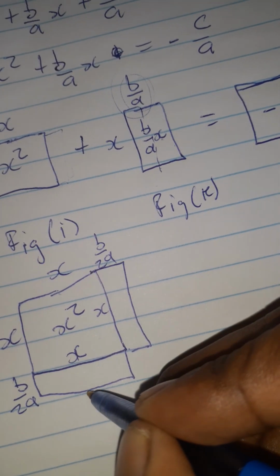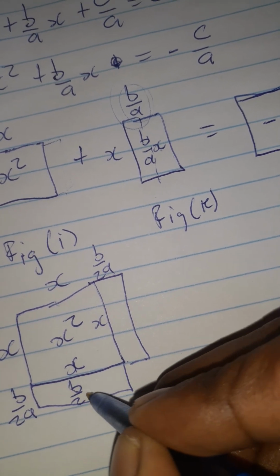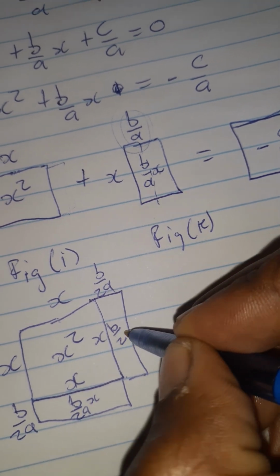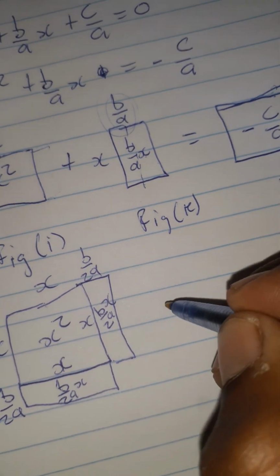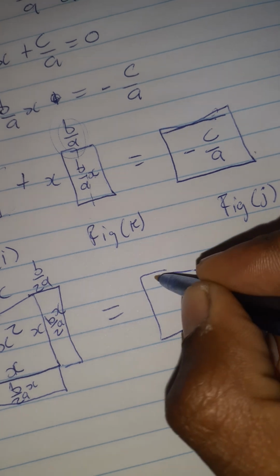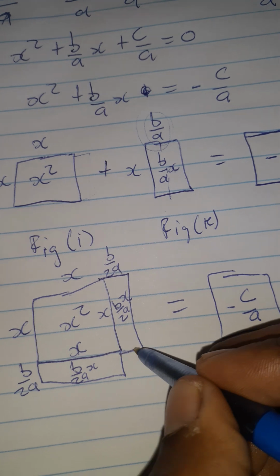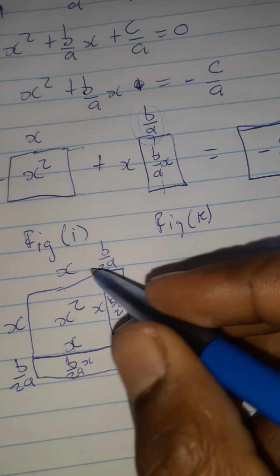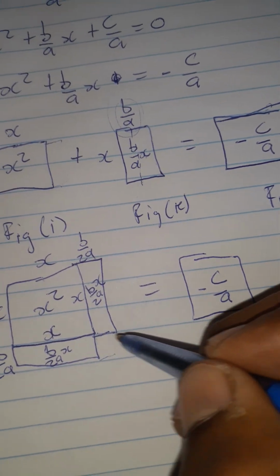Now the area of this rectangle is going to be b all over 2a x, and here is going to be b all over 2a x, since the length is x and the breadth is b all over 2a. Now we're going to equate this to figure J, which is negative c all over a. Now notice that we have a missing part here to make this figure a complete square. This is the part where I think the term completing the square came from.